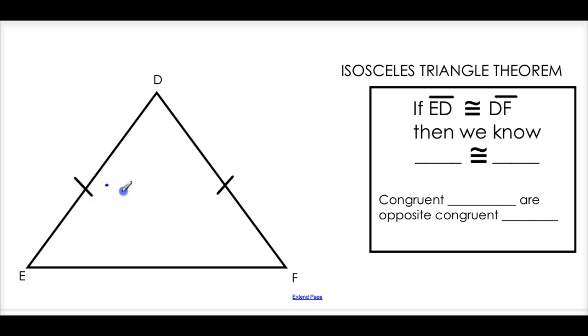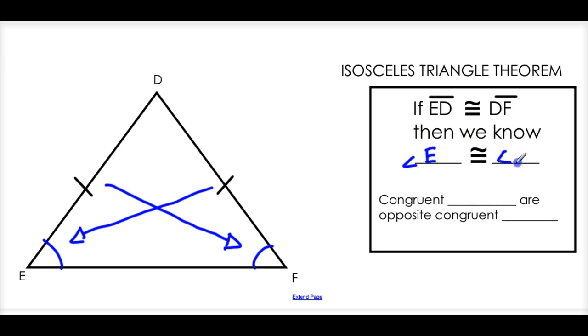So I start at DE, side DE, and opposite side DE is angle F. And opposite side DF is angle E. So since these sides are opposite these angles, I know F must be congruent to E. So if ED is congruent to DF, we know angle E is congruent to angle F because congruent sides are opposite congruent angles. Okay? And that's really the main takeaway.